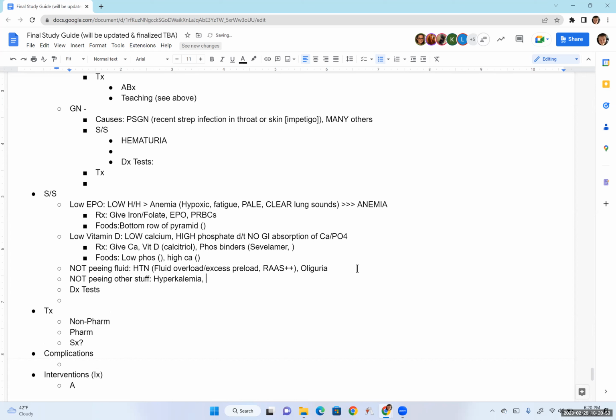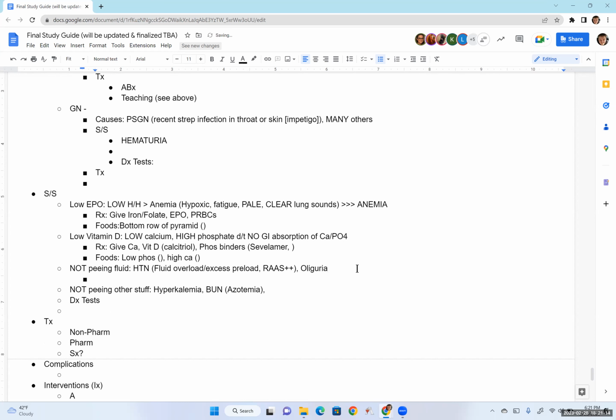What else do you get? You get other stuff, you're getting BUN, right? Which is azotemia. What else gets elevated? Sodium, not so much, because sodium actually gets diluted out because you're not peeing out fluid. So sodium is not part of the party. But you're going to have low sodium, right?